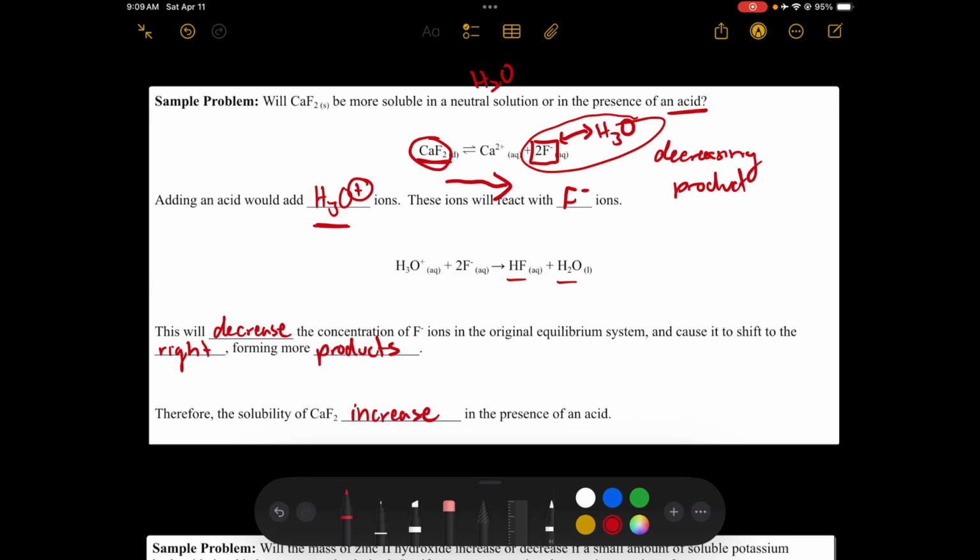So once again, to sum up, we tried to dissolve calcium fluoride in an acidic solution. The acid part of that solution, the H3O+, reacted with the products of that equilibrium system, which made product go away. When I decrease product, my equilibrium shifts to the right, forming more products and favoring the dissolved form of CaF2, which increases my solubility.